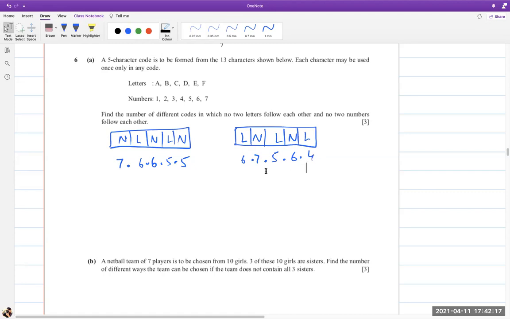And now we'll just add them up. That is the number of different ways we can do it. Okay. Yes, sir. Yes. Yeah.